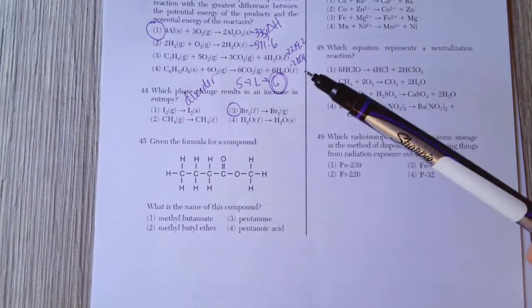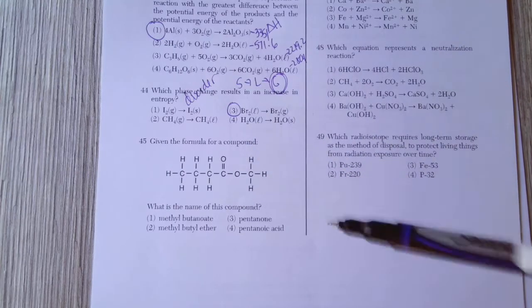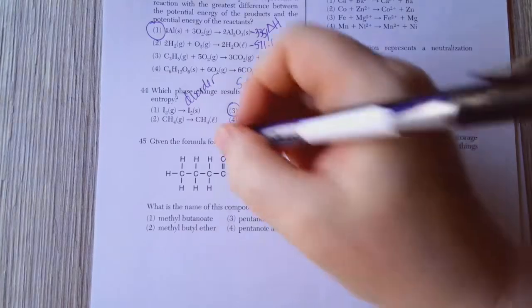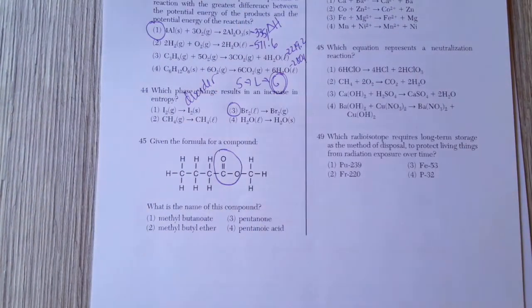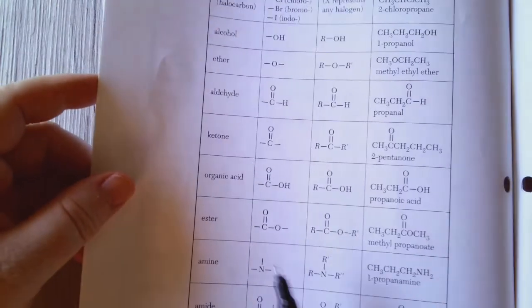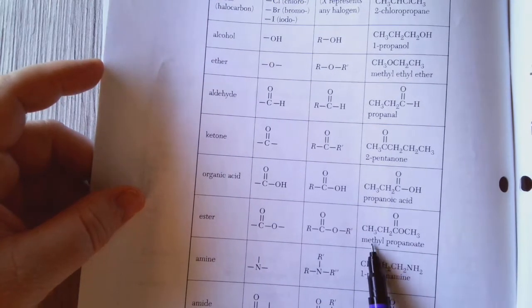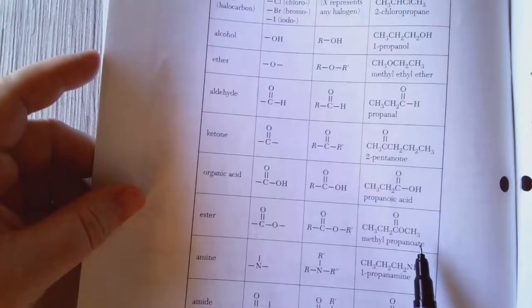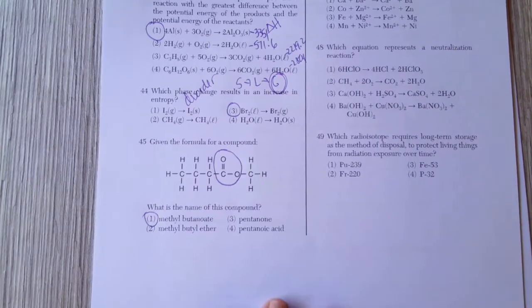Given the formula for a compound, what is the name of this compound? So, first of all, let's circle what is not a carbon or a hydrogen. So right here. Let's find this functional group in Table R. It's this, right? So it should say something YL and then something NO8. There we go. Right there, right? Okay.